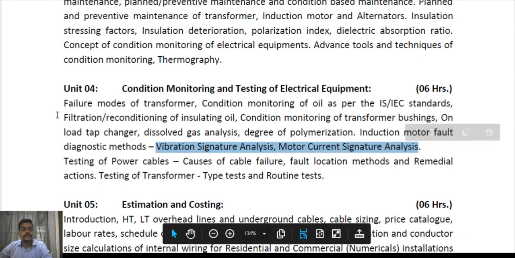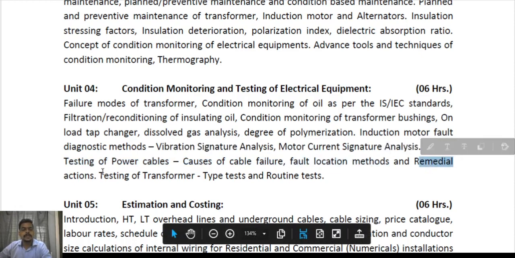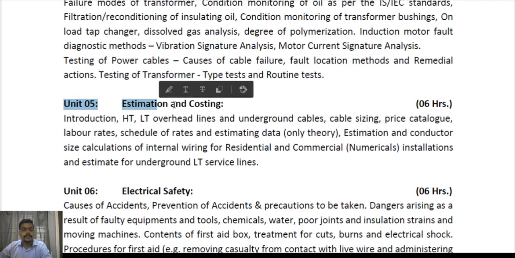After this, 4B is testing of power cables. Under this, we will discuss the causes of cable failure, fault location methods, remedial actions, testing of transformer such as type test and routine test. Unit number 5 is named estimation and costing.